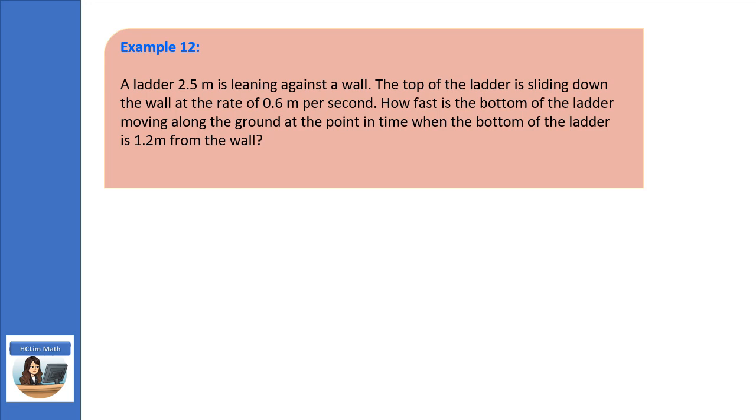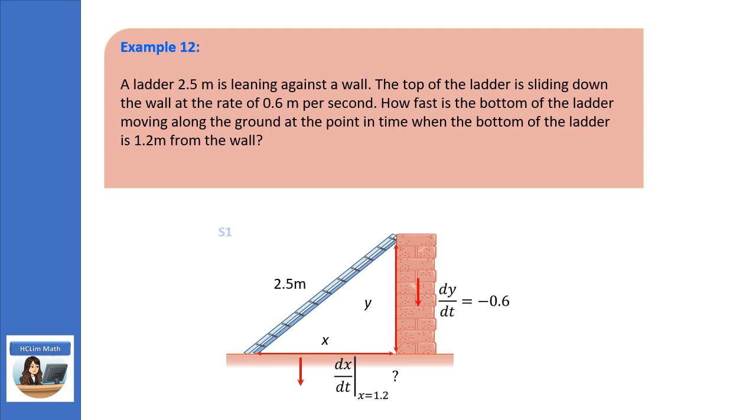We proceed to example 12. A ladder 2.5 meters long is leaning against the wall. The top of the ladder is sliding down the wall at a rate of 0.6 meters per second. How fast is the bottom of the ladder moving along the ground at the point in time when the bottom of the ladder is 1.2 meters from the wall?